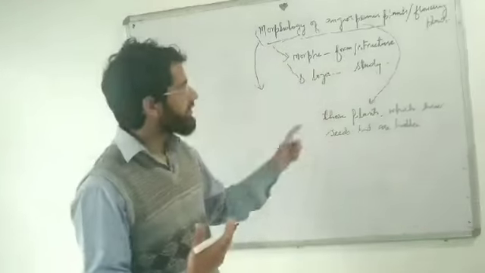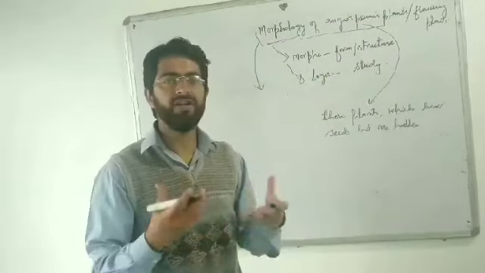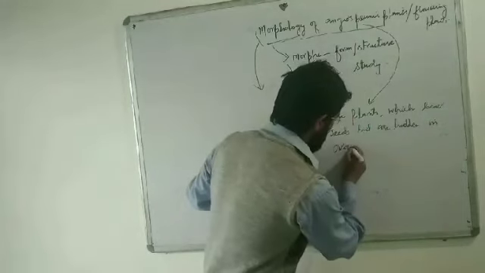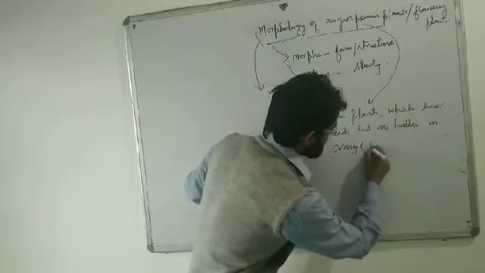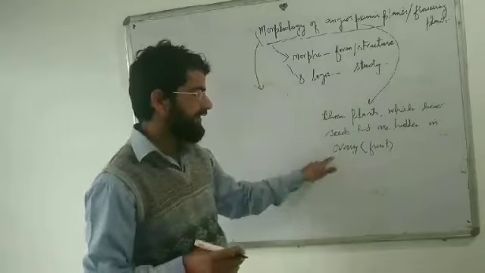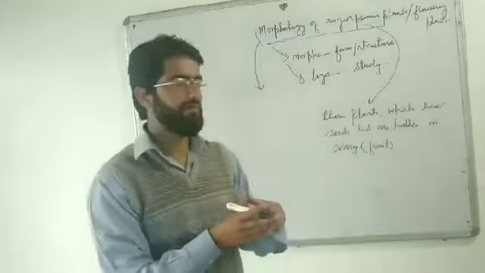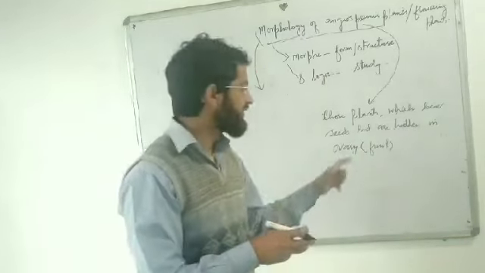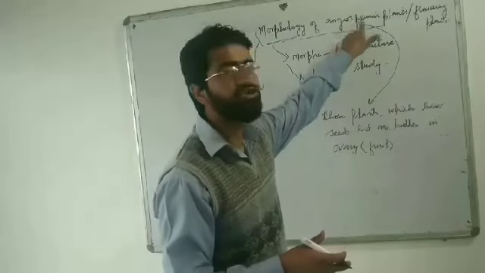Those plants which have seeds, but those seeds are hidden. Where? In ovaries. The ovary later on develops into a fruit. After fertilization of the male and female gametes, the ovary results in the formation of fruit. That means within the fruit there are seeds hidden. That is why we call them angiosperms.